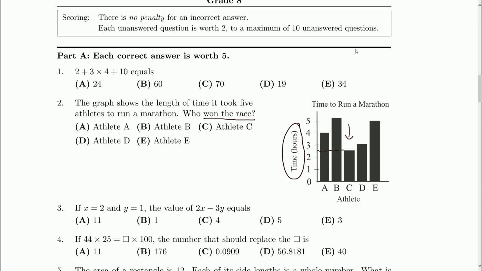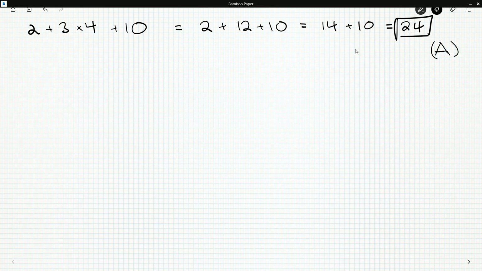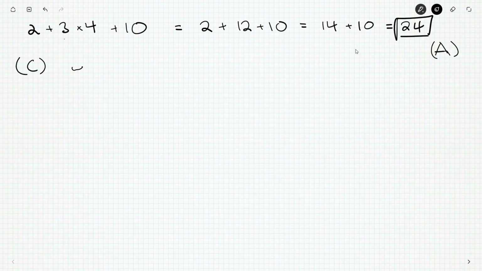Now, if I take a look, C is about 2.5, and I usually like having something to write down in my notes. So I'll probably say athlete C won with a time of about 2.5 hours. Okay?